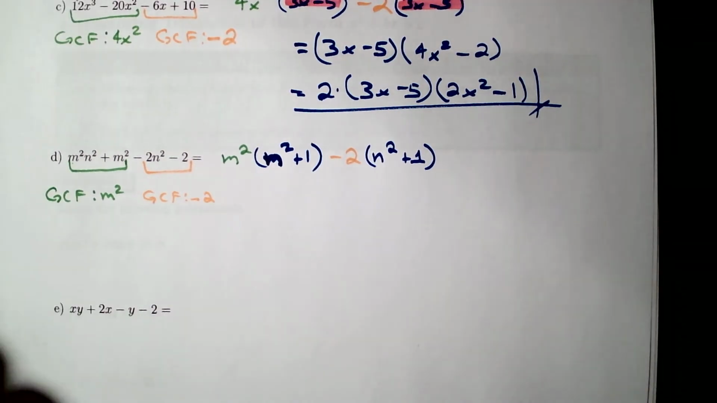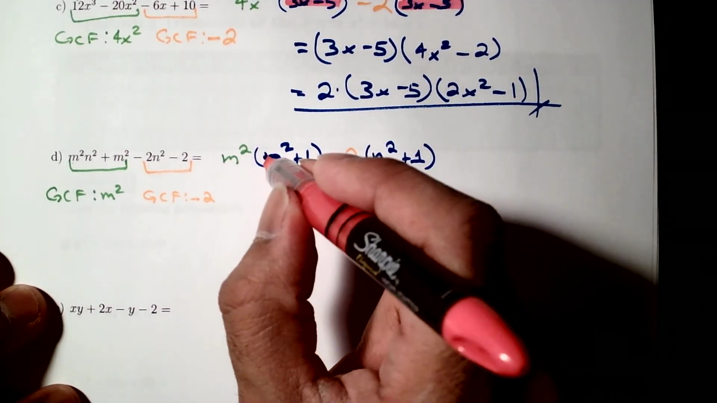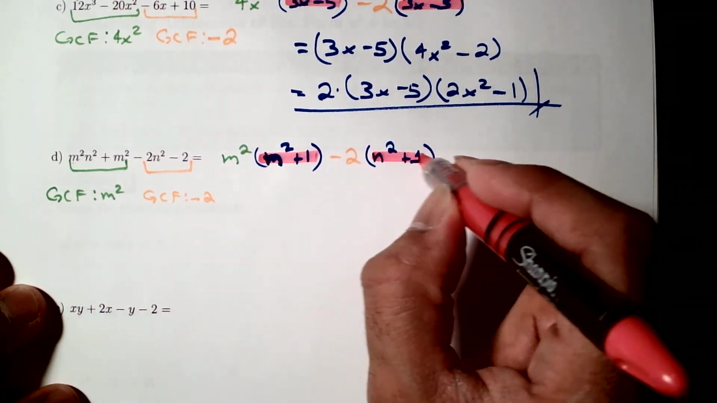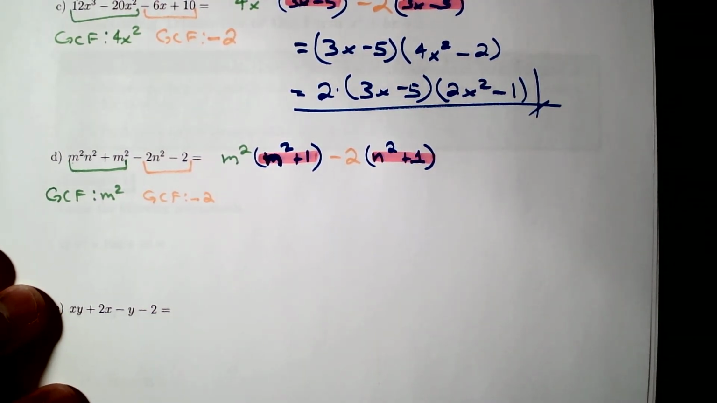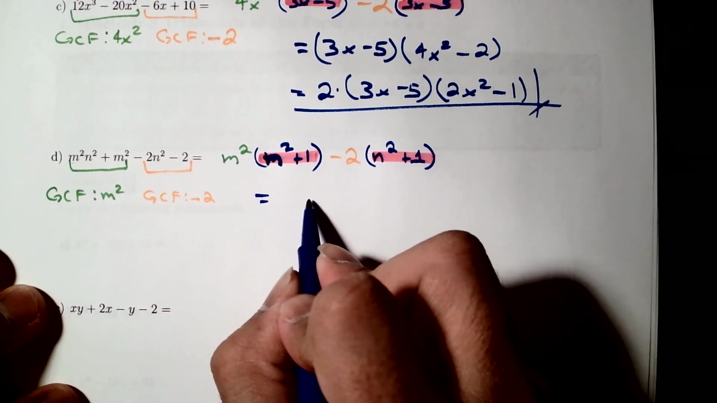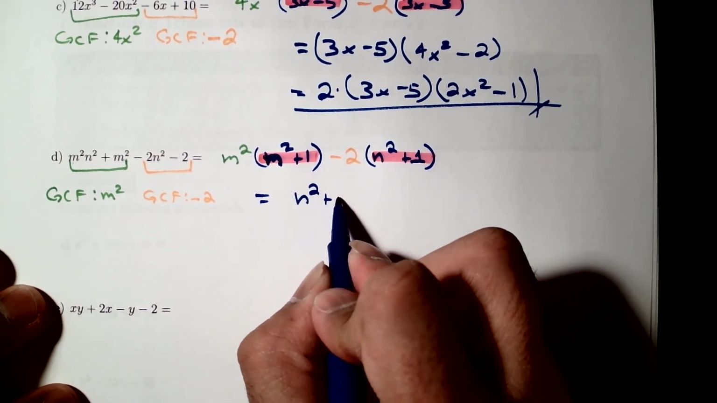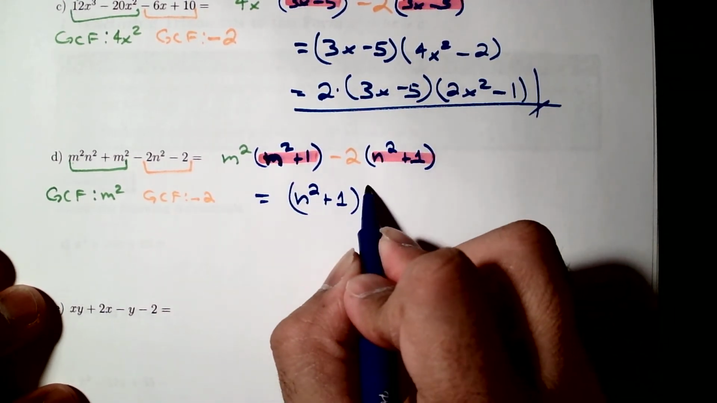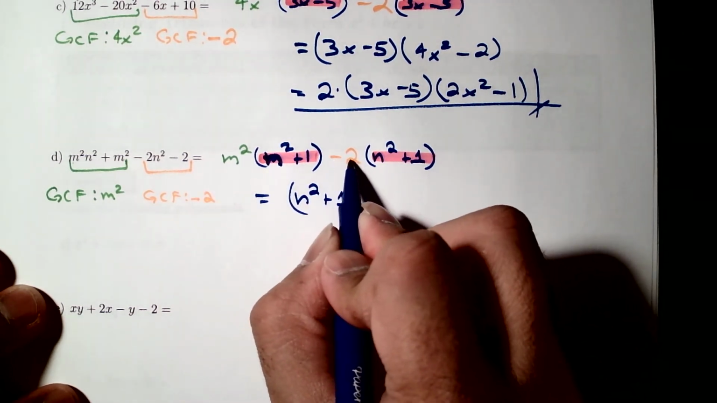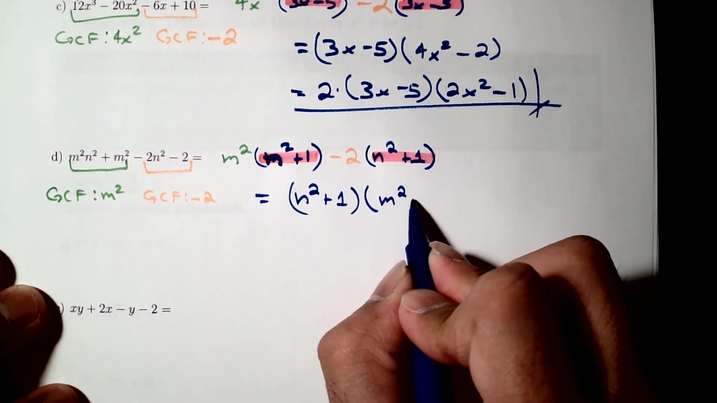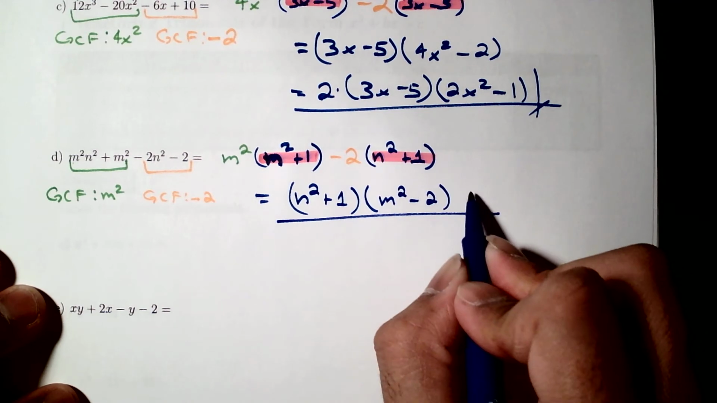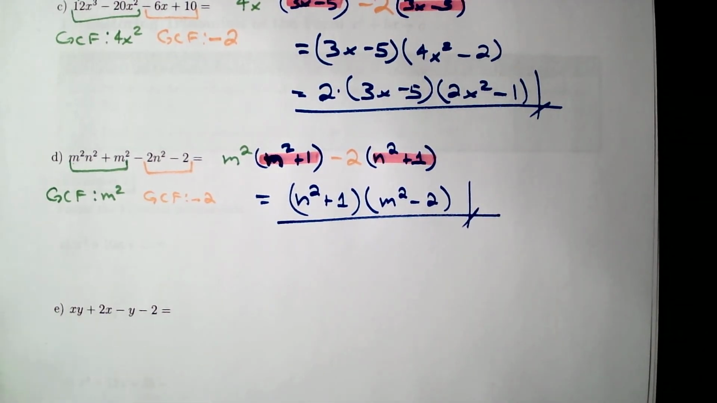Okay, so now look at the new overall GCF. So the overall GCF will be n squared plus 1. So n squared plus 1 times m squared minus 2. Final answer.